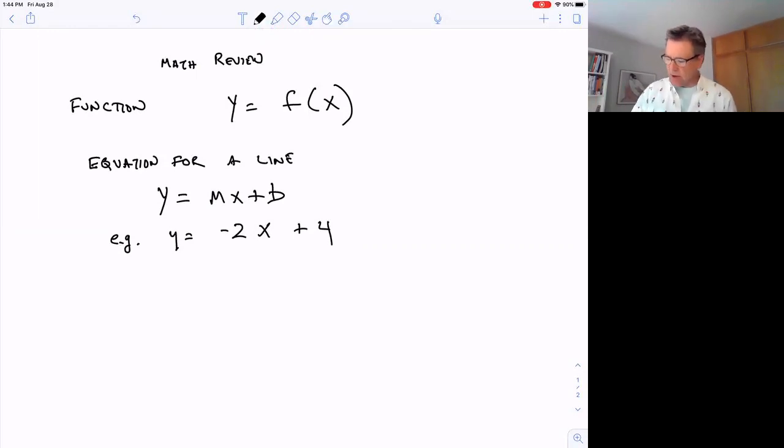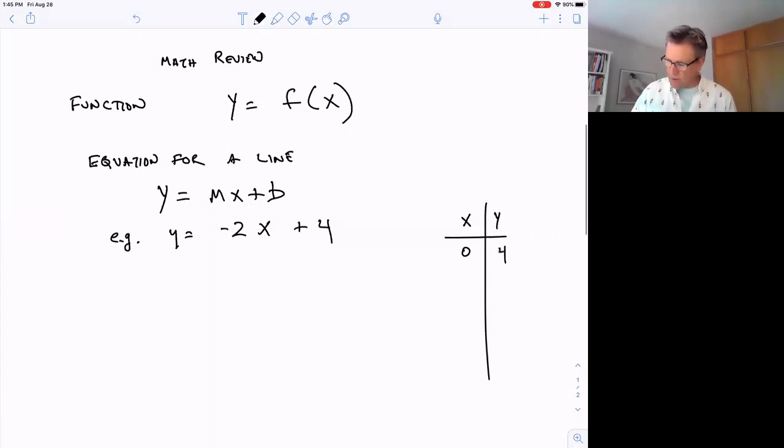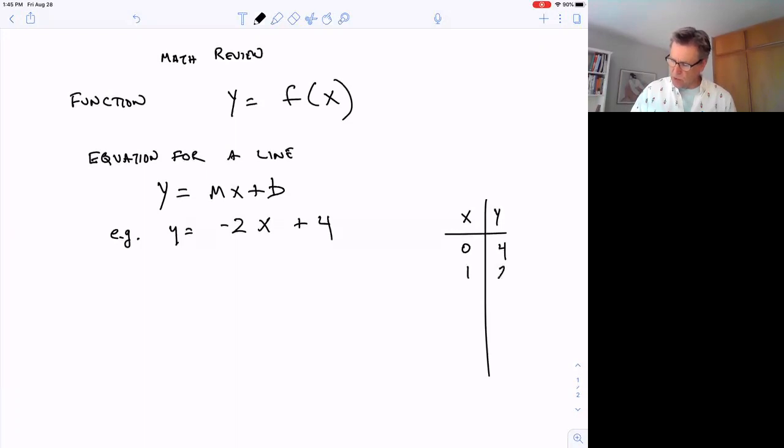The easiest way to do it in plotting this is just pick a couple of values of x, plug them in the equation, see what y is, and that'll give us some points to plot. So let's plug in 0. If we plug in 0 for x, y is 4. If we plug in 1 for x, that will give 2 for y. And that's all we need to plot this. We could have another one just for fun. We'll make x is 2. And if x is 2, that means that y would be 0.